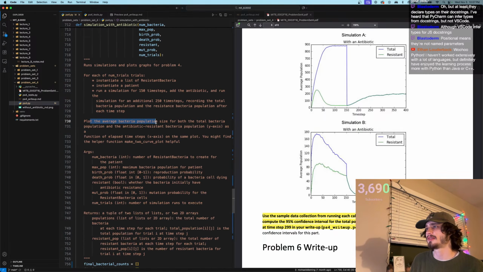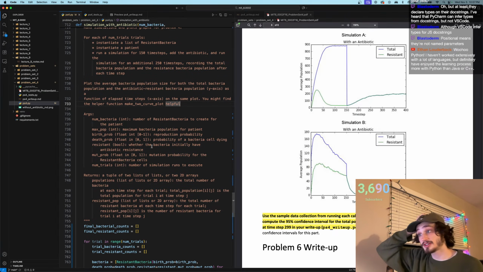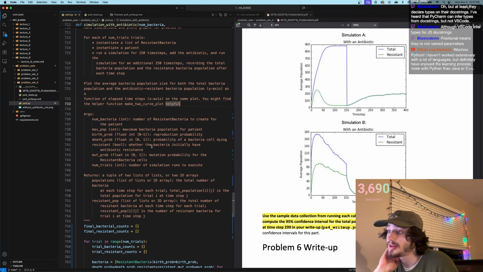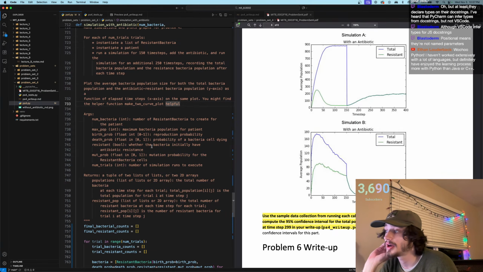Plot the average bacteria population size as opposed to local bacterial. Returns a tuple of two lists of lists, or 2D array populations: the total number of bacteria at each time step for each trial. Total population ij is the total population for trial i at time step j.